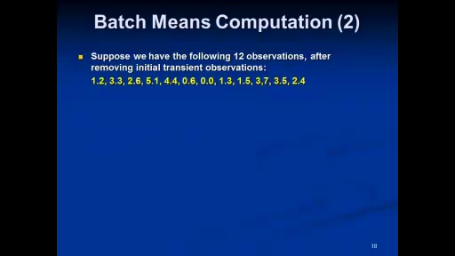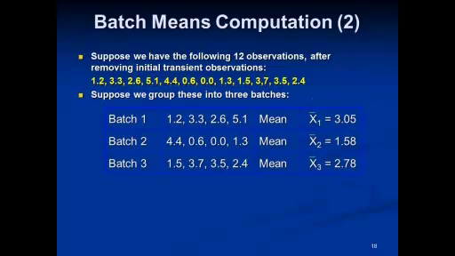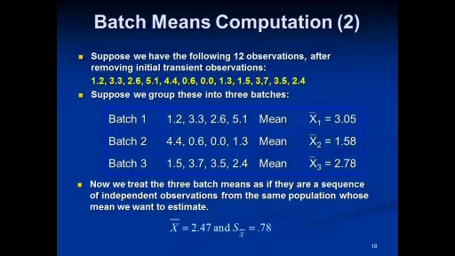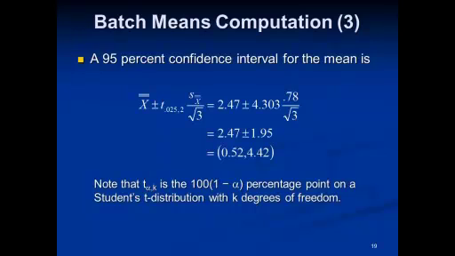So just kind of a computational example, we have a series of observations. We divide them into batches. We calculate the mean of each batch in a normal manner. Then we take those means, and we compute a grand mean, and I'll call it a grand standard deviation for the entire run. Then we use that in the normal method of calculating the confidence interval. And this one represents a 95% confidence interval.